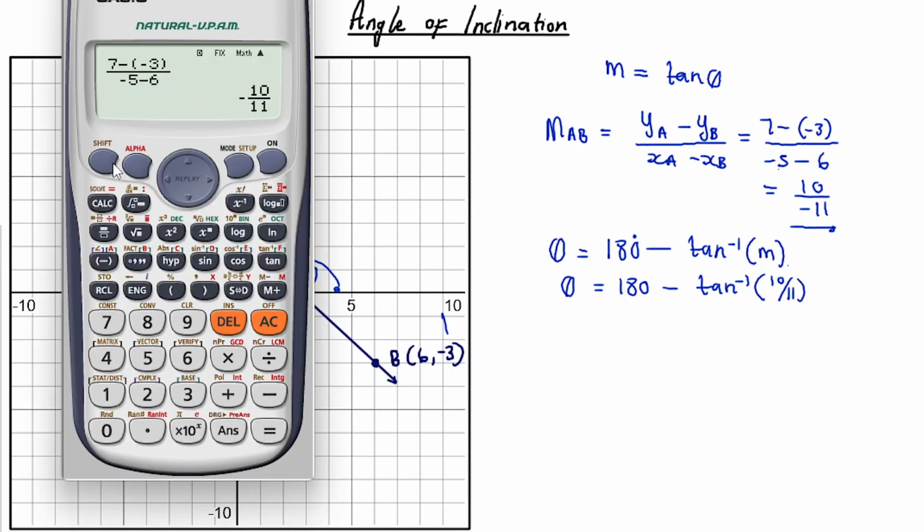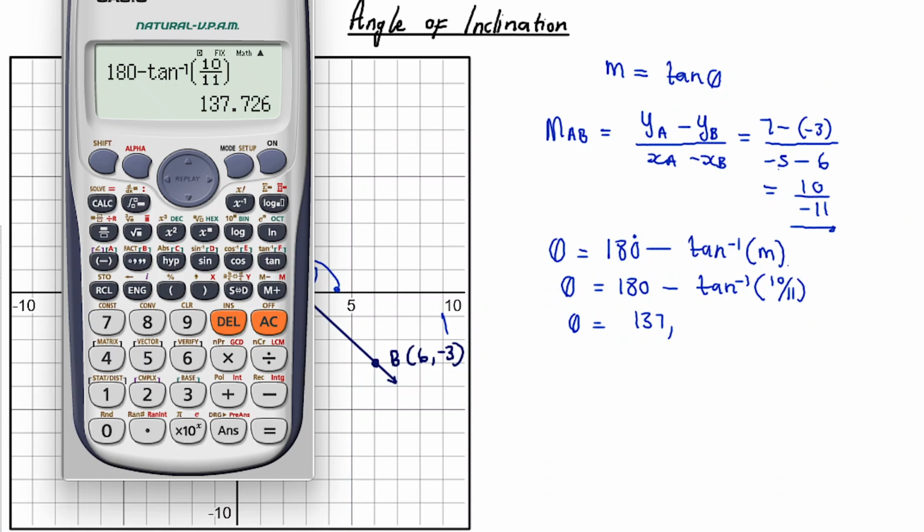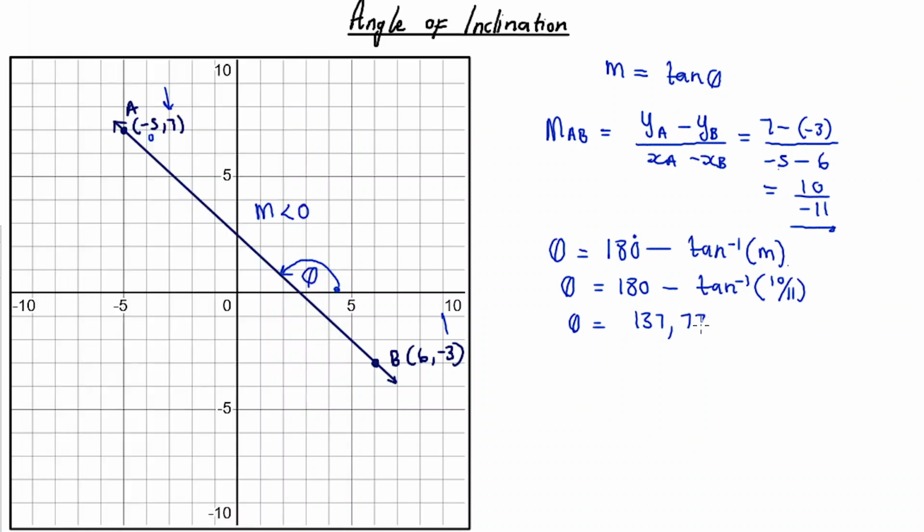Let's see what we get. 180 minus arctan of 10 over 11, theta is equal to 137.726 degrees. Yes, I did not forget the negative sign. I did not.